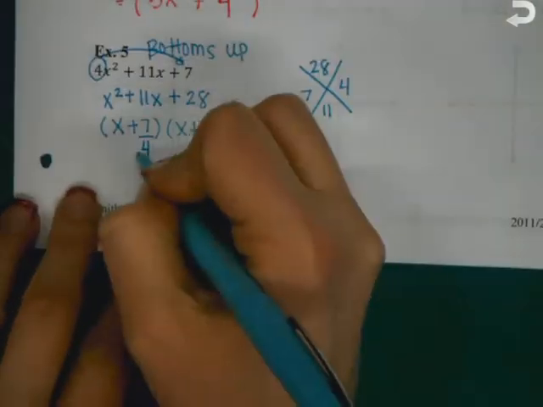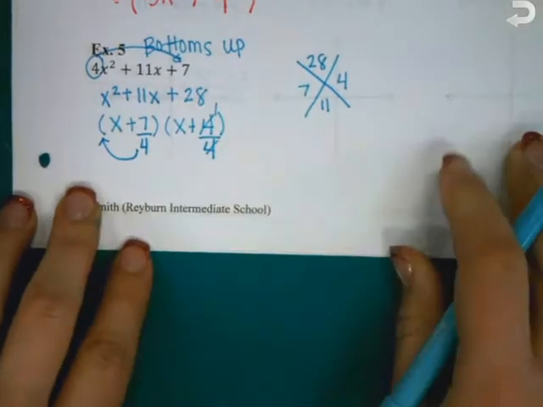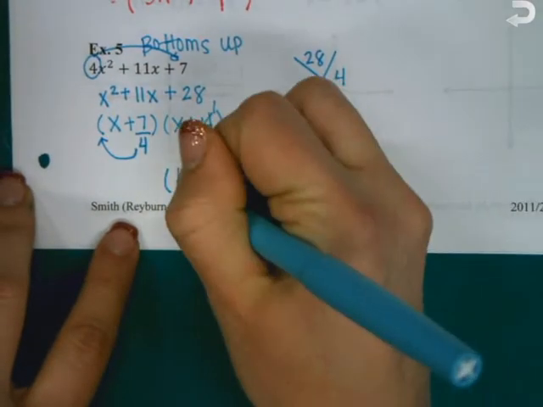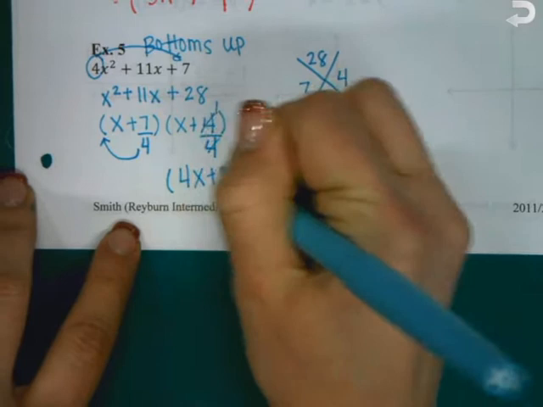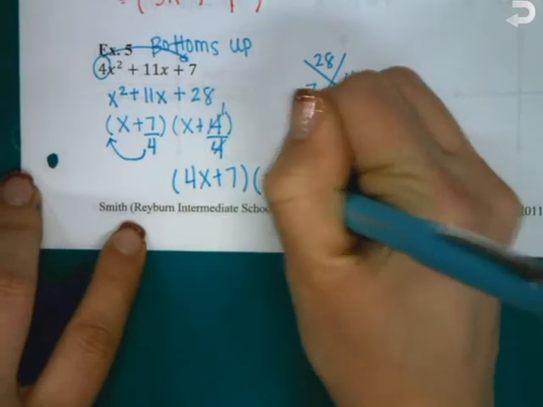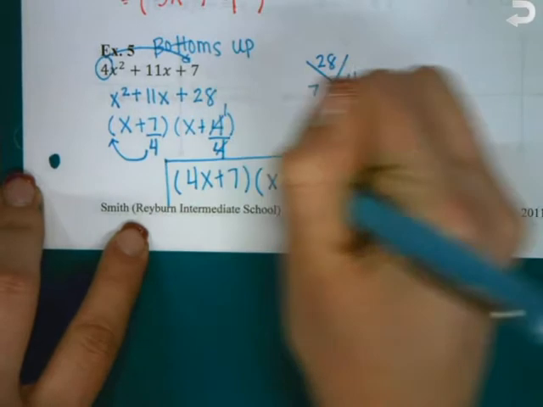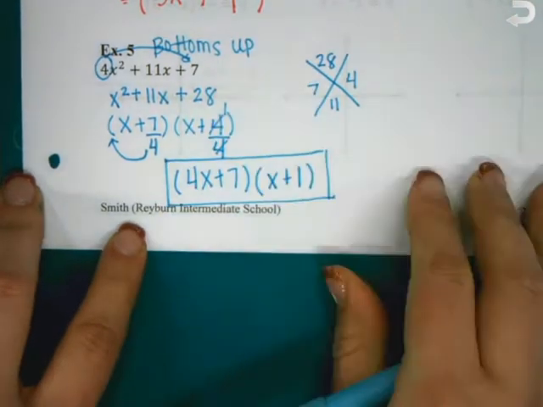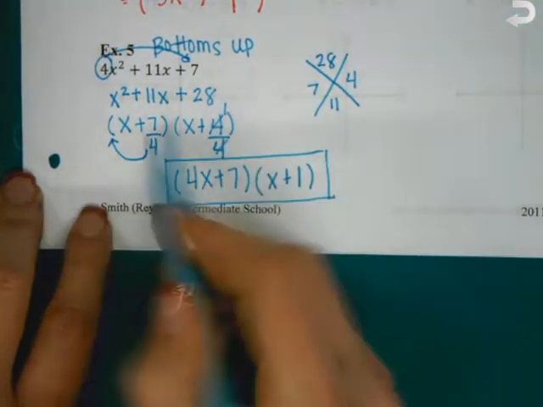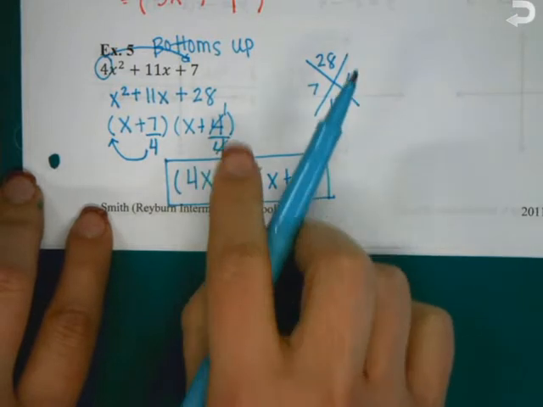4x plus 7 times? Very good, x plus 1. How do you get 4x? That's where bottoms up gets its name. Remember how we divide by 4? Whatever does not reduce comes up in front of the x's. So that 7 always stays there, because we couldn't reduce it at all.